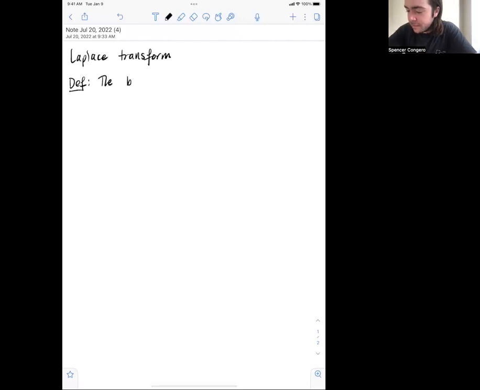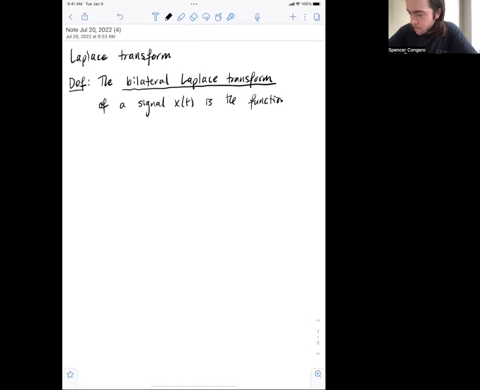So the bilateral Laplace transform. There's also something called a unilateral Laplace transform. I'll explain the difference in a second. We're going to be talking about the bilateral Laplace transform of a signal x of t, which is the function, and I'm going to denote it with a capital X, just like for Fourier. We're taking the Laplace transform of little x of t, and this is going to be a capital X.